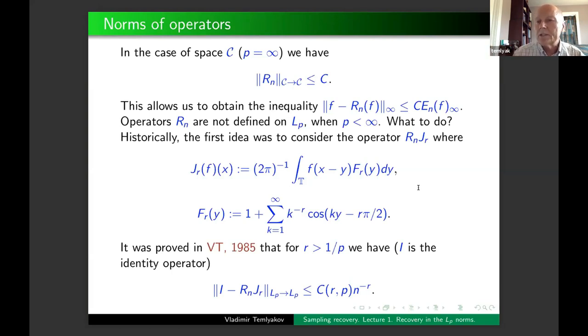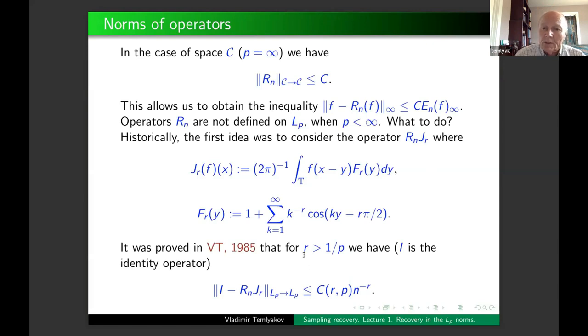That means the unit ball of the Sobolev space will be exactly the image of the unit ball in LP under the application of this operator JR. So basically, studying this operator is equivalent to studying the corresponding unit ball in the Sobolev space. These two things are equivalent.